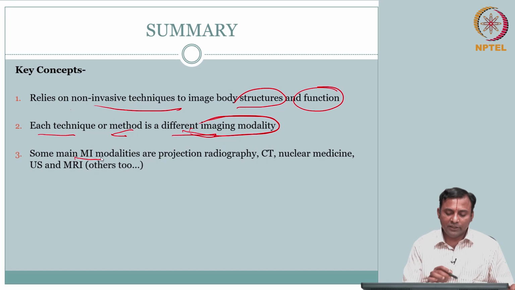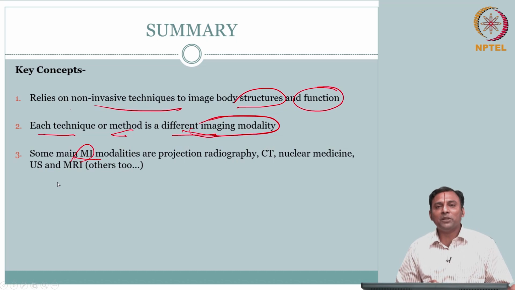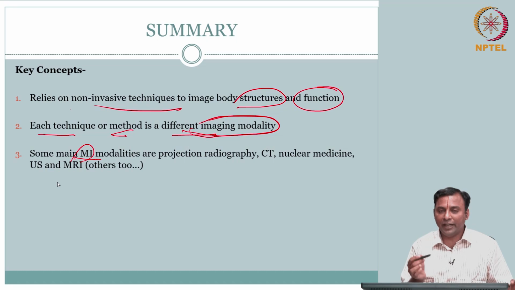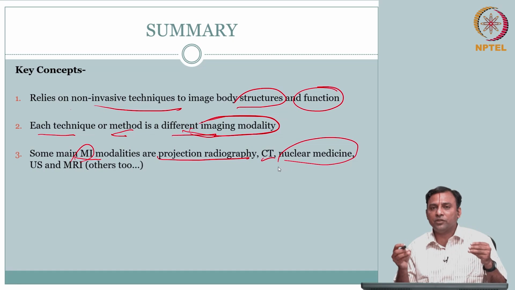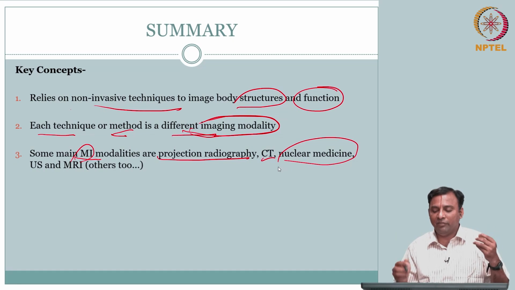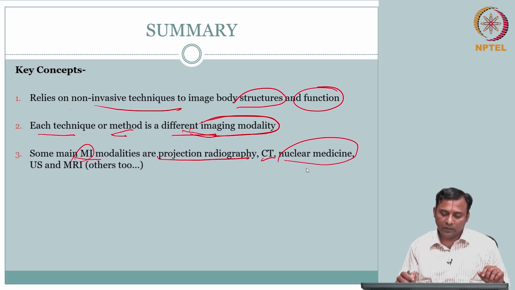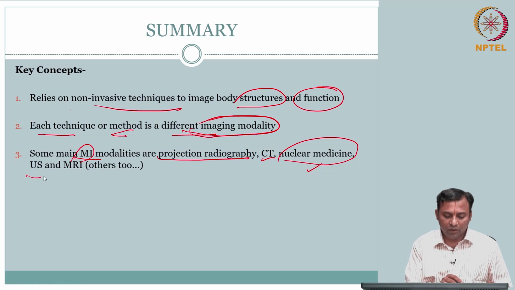So, we covered some imaging modalities. This MI is for medical imaging. The main medical imaging modalities that we have spent some time on so far, a slide or two, a few minutes: projection radiography, CT, nuclear medicine. But nuclear medicine is again a vertical that uses radio tracers and gamma, and within that we started spelling out a few specifics, right, PET, SPECT. So, that is under nuclear medicine. Of course, we talked towards the end about ultrasound and MRI.